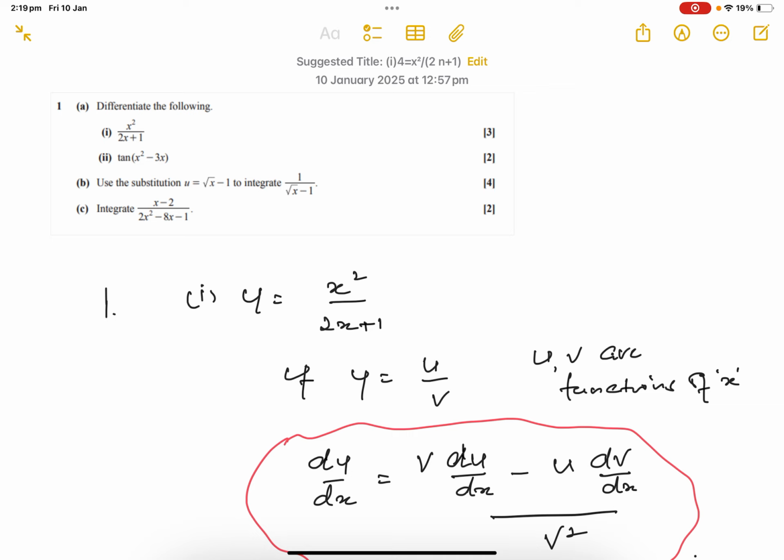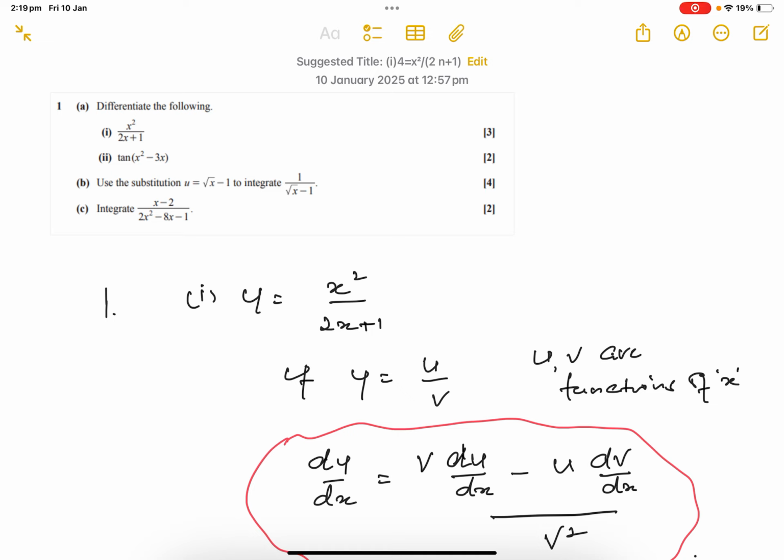Another past question on combination of differentiation and integration. Question 1, Part A: differentiate the following. Part 1, x squared divided by 2x plus 1. Let's start with that. Number 1, we can write it as y equals x squared over 2x plus 1.